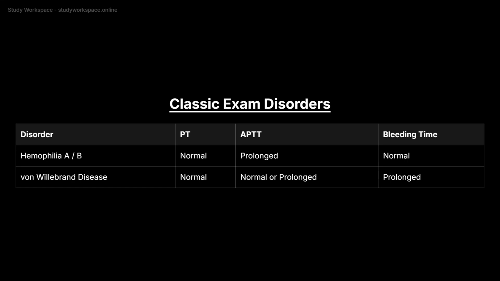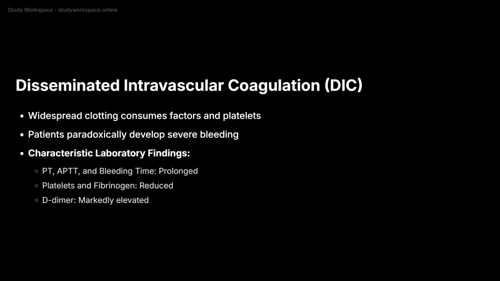Finally, let us discuss disseminated intravascular coagulation, often abbreviated as DIC. In this condition, widespread clotting consumes clotting factors and platelets faster than the body can replace them. As a result, patients paradoxically develop severe bleeding. The laboratory findings are very characteristic. Prothrombin time is prolonged. Activated partial thromboplastin time is prolonged. Bleeding time is prolonged. Platelet count is reduced. Fibrinogen is reduced. D-dimer is markedly elevated. This combination is one of the highest yield examination patterns in hematology.